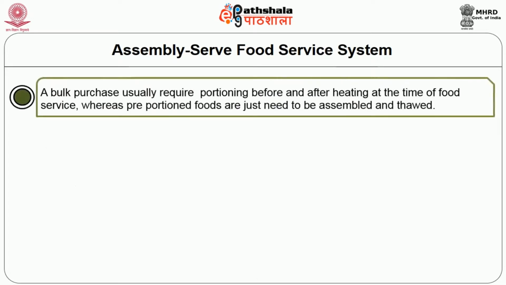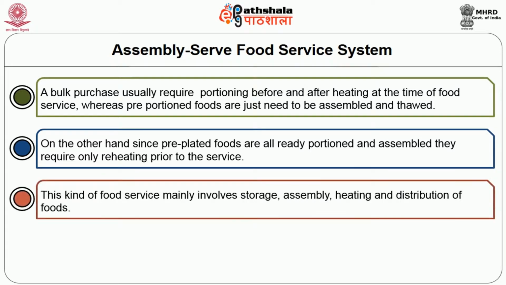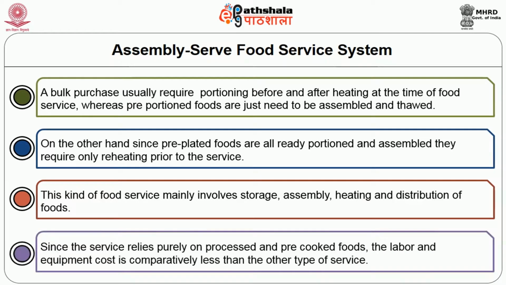A bulk purchase usually requires portioning before and after heating at the time of food service, whereas pre-portioned foods just need to be assembled and thawed. On the other hand, since pre-plated foods are already portioned and assembled, they require only reheating prior to the service. This kind of food service mainly involves storage, assembly, heating and distribution of food. Since the service relies purely on processed and pre-cooked foods, the labor and equipment cost is comparatively less than the other type of service.